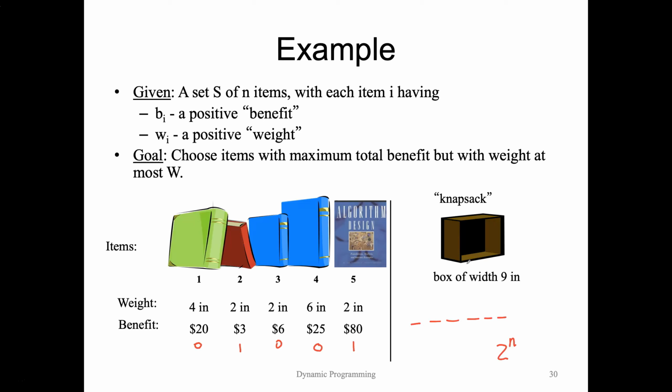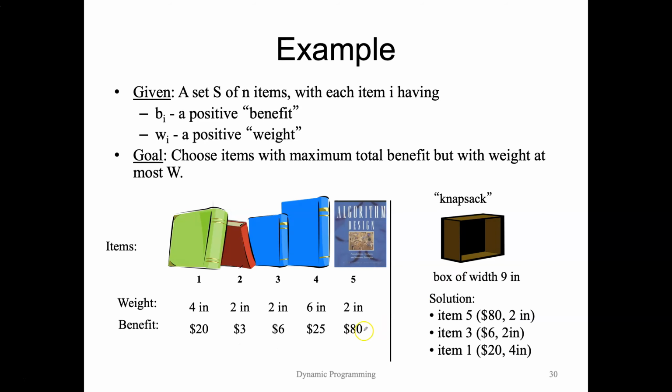So a solution for this problem would just be that we take item 5, item 3, and item 1. So this would give us the most amount of money that we could make our bookshelf worth, essentially. But how do we get that? Well, we want to define subproblems.